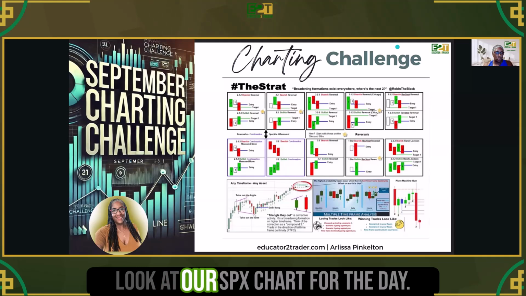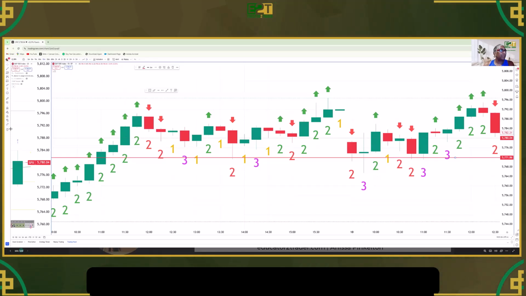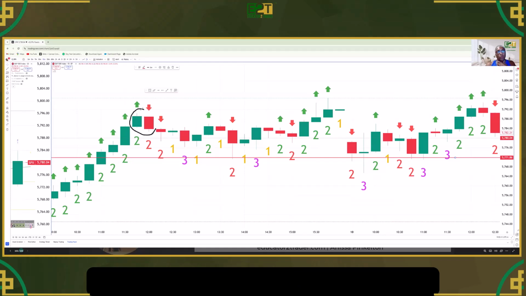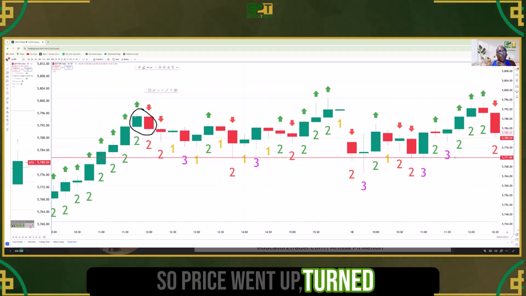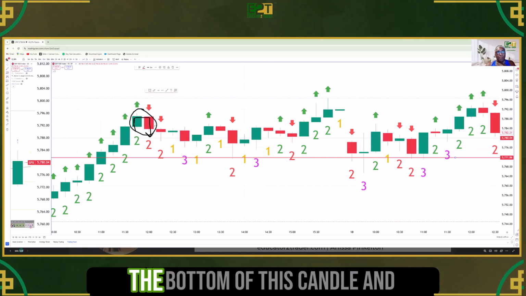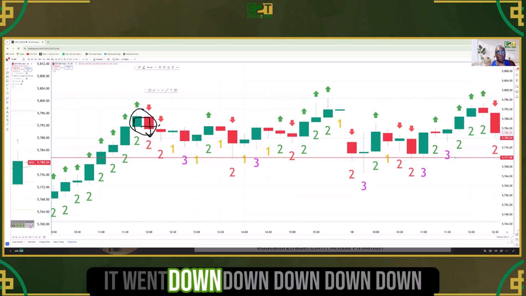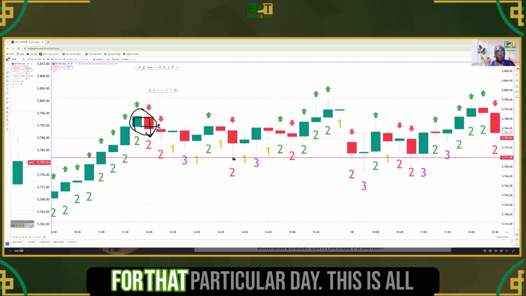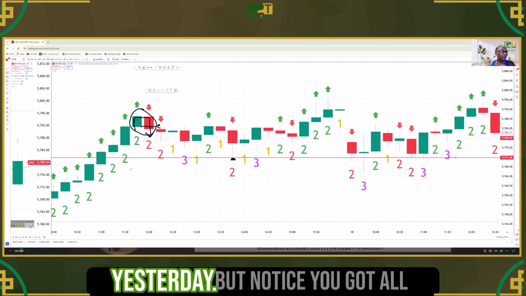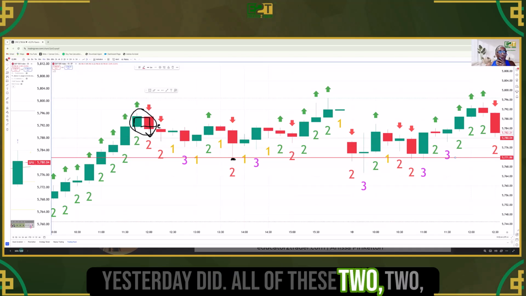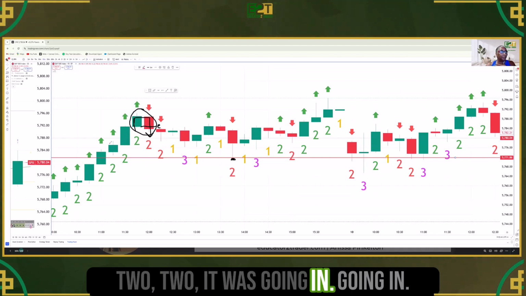Let's go back to look at our SPX chart for the day. Okay, so what I see here, look at this one. This was a 2-2 reversal. Price went up, turned around, and went right on back down. Entry would have been right here at the bottom of this candle. And it went down, down, down, down. Of course, it paused a little bit, but it went down as far as this for that particular day. This is all yesterday. But notice you got all this continuation. Think about what yesterday did. All of these twos, it was going in.